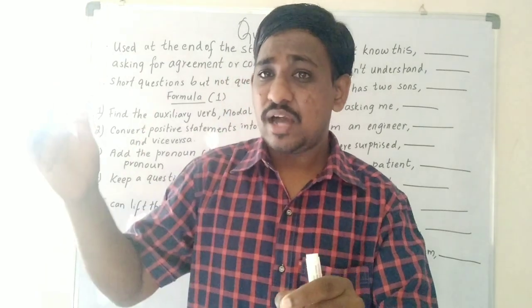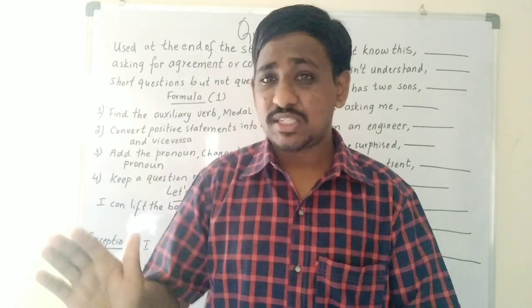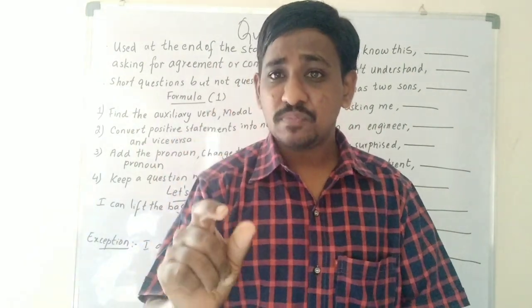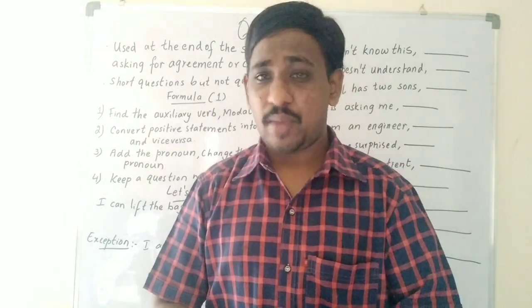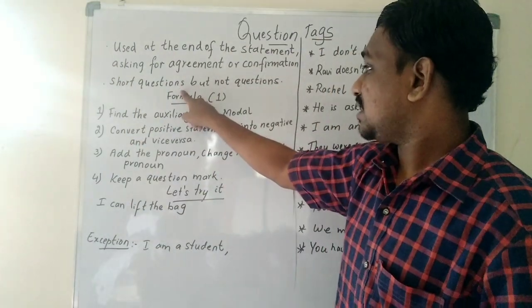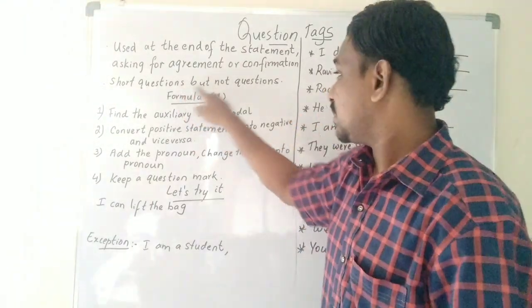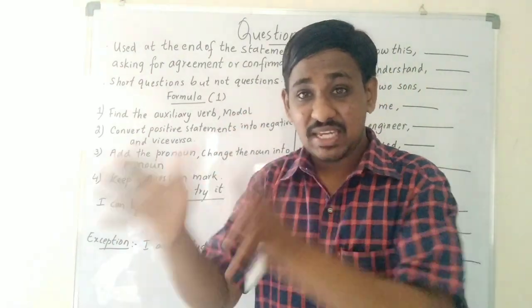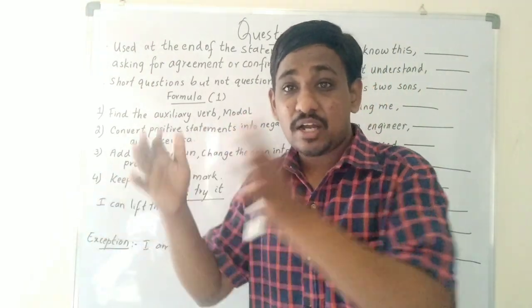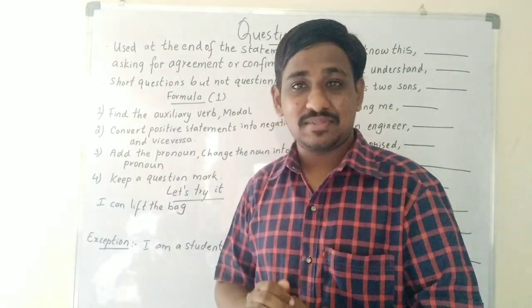Isn't he not an intelligent man? That's a question, not a question tag. You ask a question tag for confirmation or agreement. So keep it in mind. These are short forms, not exactly questions. Isn't he? Isn't it? Aren't we? Aren't I? These are question tags.